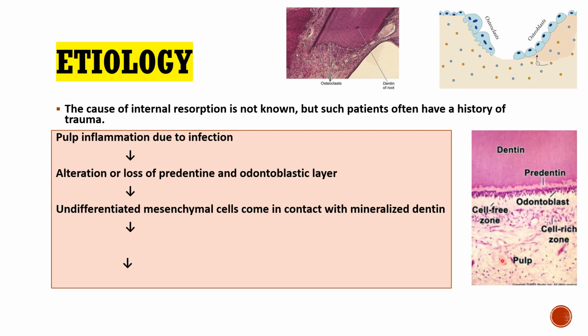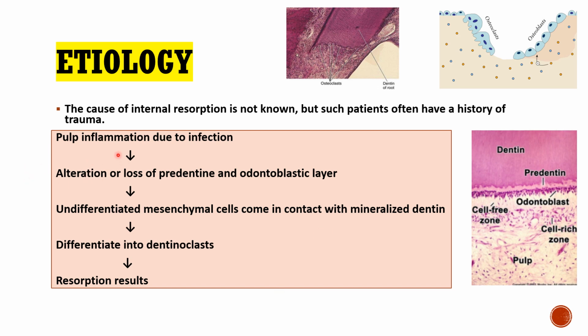So there are some cells which are present. In the composition of pulp, you'll see undifferentiated mesenchymal cells, which will differentiate later on into other cells, that will be bone, cementum or dentine. So now this layer is damaged. Those cells will go and come in contact with the mineralized dentine, and they will differentiate into dentinoclasts. So dentinoclast is the one which is leading to the resorption. So because of that resorption, it results.